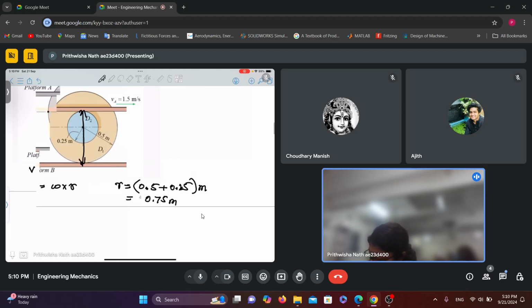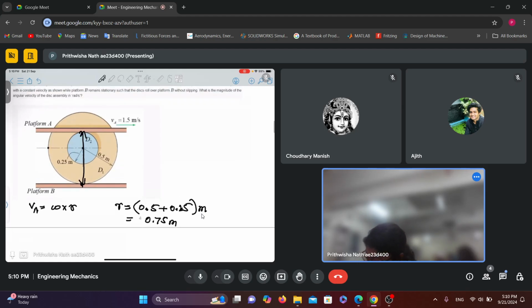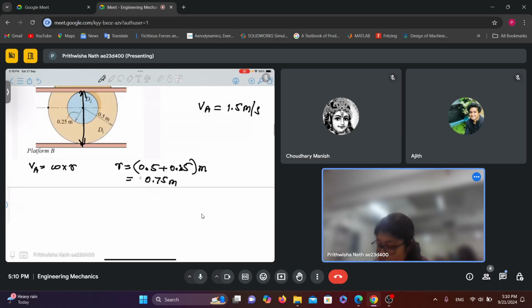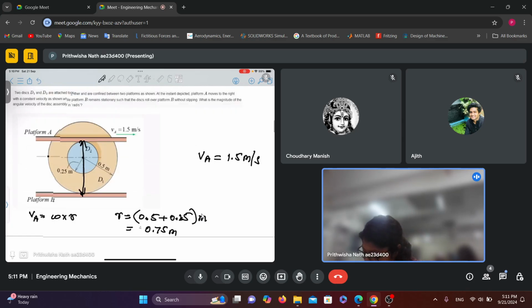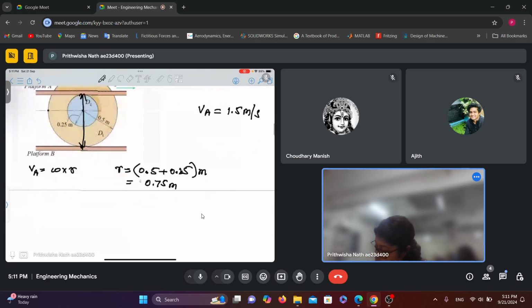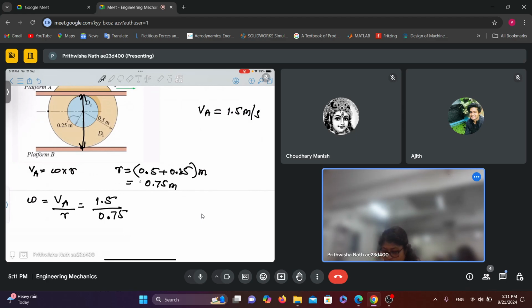So the velocity is already given. V is 1.5 meters per second. So I need to find the omega, the angular velocity. So omega is V_A by R. That is 1.5 by 0.75, which is equal to 2.